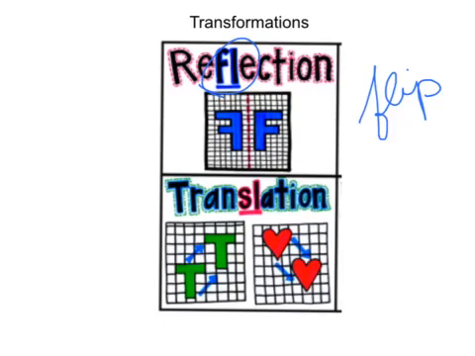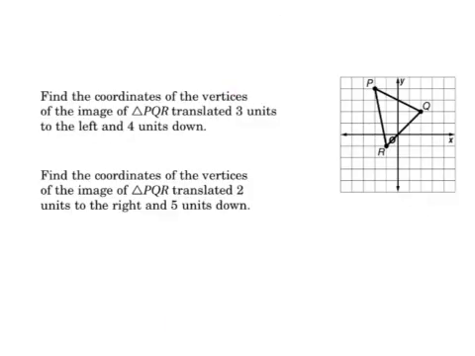Another word for a translation is a slide. Again, if you can remember the SL in translation to indicate a slide. So here, the whole shape is moving up, down, right, left, all over the place. And that's all you're doing with a translation. So let's look at how to do these.